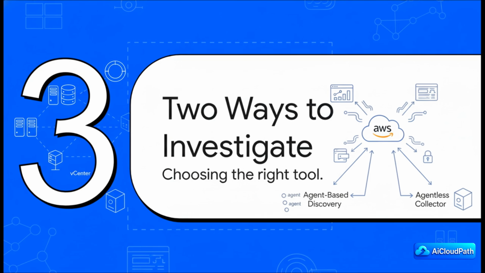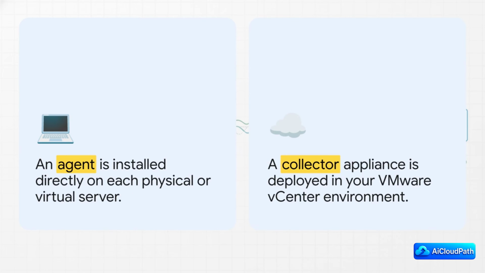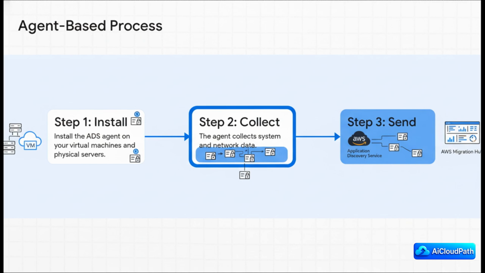Now, here's what's really cool about this service. It's not a one-size-fits-all kind of deal. It actually gives you two totally different ways to gather this crucial info, which means you can pick the absolute best strategy for your specific environment. So you've got two paths you can go down. On one hand, you have the agent-based method. This is where you install a tiny piece of software on each server. It's perfect for getting really deep, granular details. Then, on the other hand, and this is specifically for VMware setups, you've got the agentless approach. This uses a central collector, so you can gather a ton of data without installing a single thing on your actual application servers.